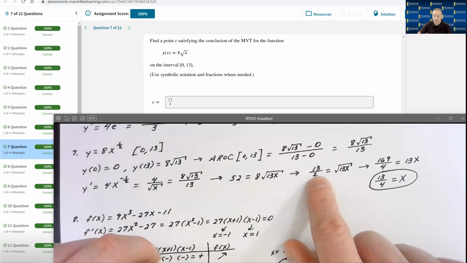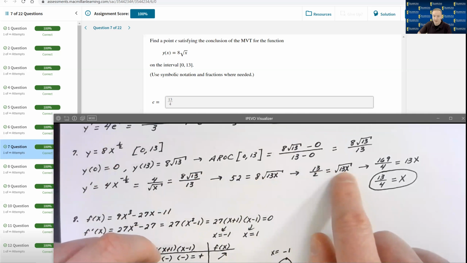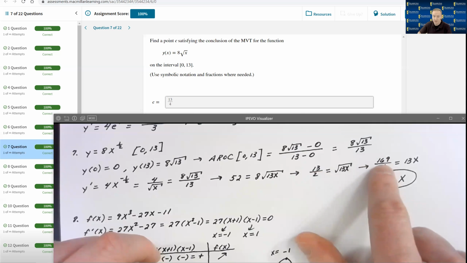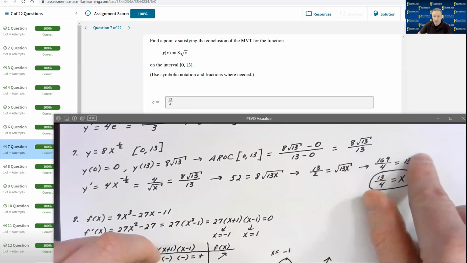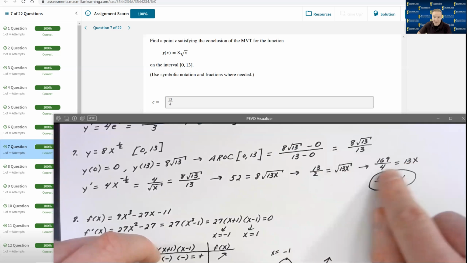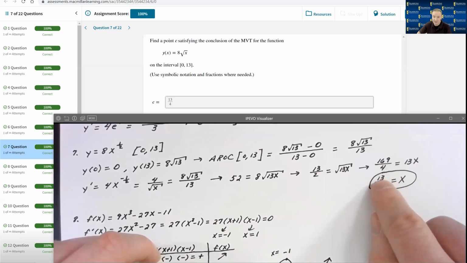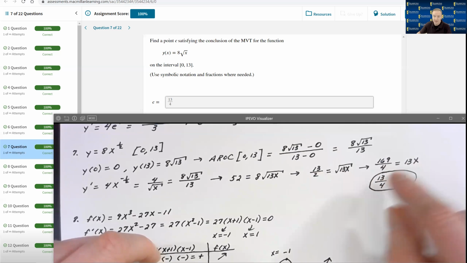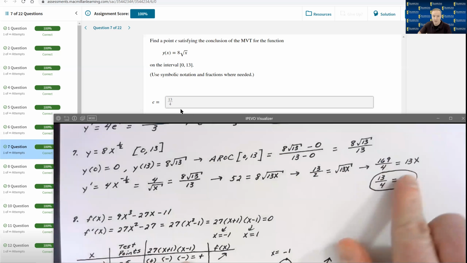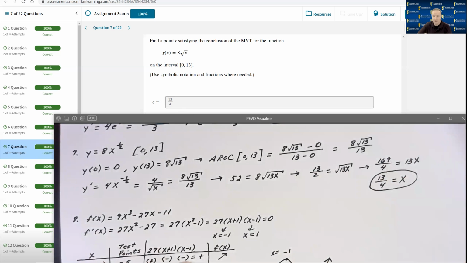Then I said, okay, I can't solve for x as long as it's inside of a square root. So let's go ahead and square both sides. No problem. 13 over 2 squared gives me 169 over 4. And of course, the square root squared is just what's inside, 13x. Final step in solving for x, you would divide by 13 on each side. 169 divided by 13 is 13. So then it takes me back to x is equal to 13 over 4. And you can see that that is the value of c that satisfies the mean value theorem, obviously in the work here, and achieved like that answer.